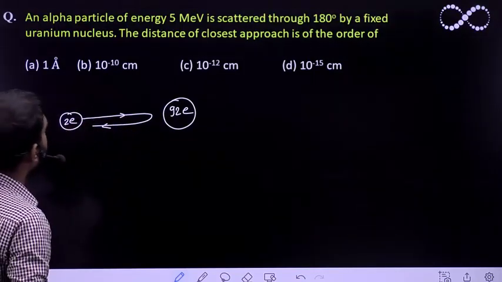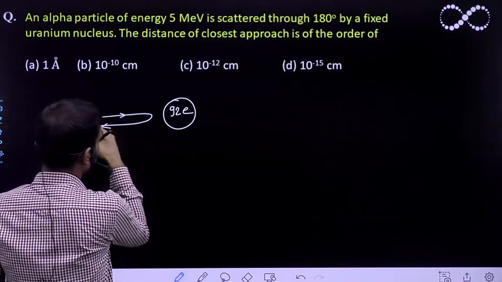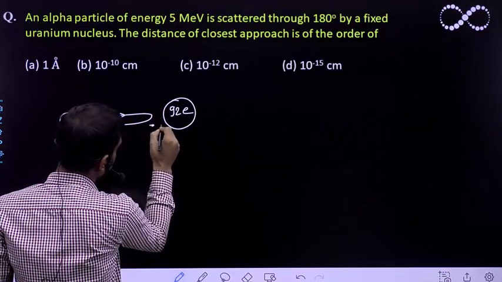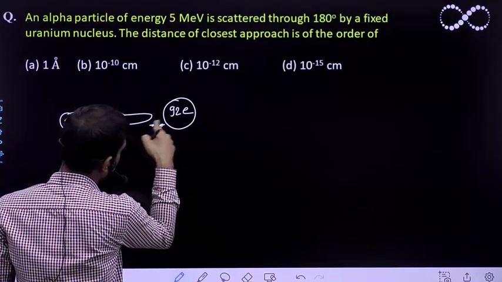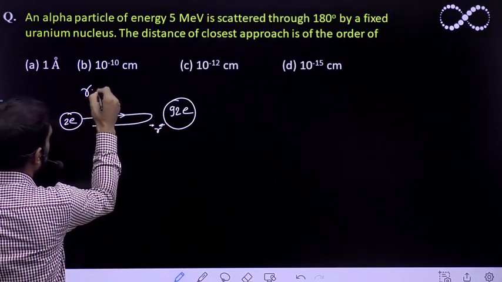It is asking what is the distance of closest approach, of the order of? So it will come up to here. Let us say this distance is a small r. This small r is the distance of closest approach, and this I need to find here. So r is equal to what?